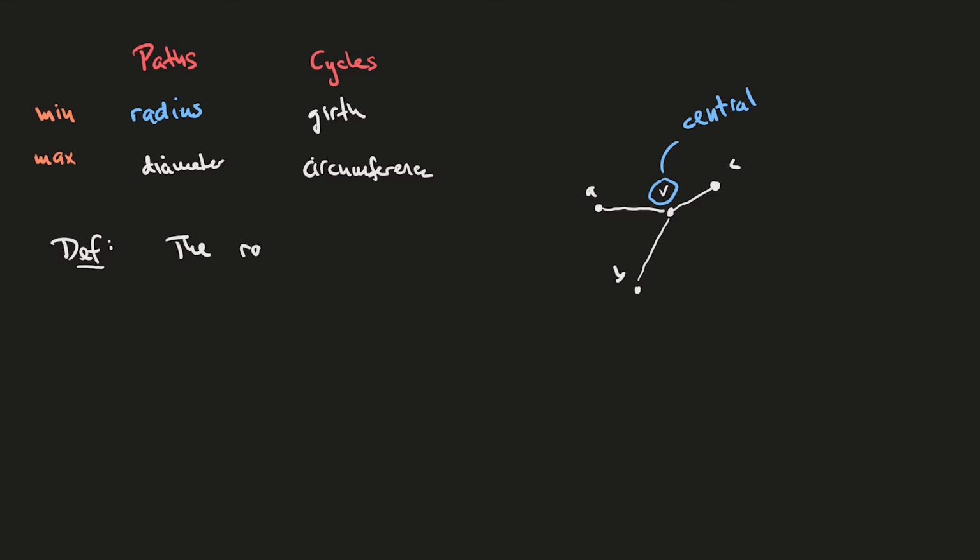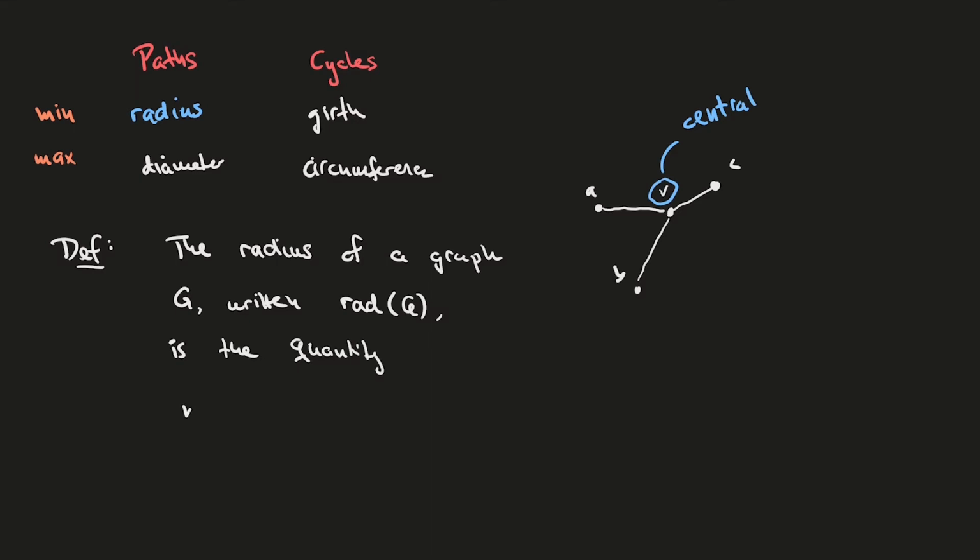The radius of a graph G, which we write rad G, is the quantity: we take the minimum over all vertices x in G of the maximum over all vertices y in G of the distance between x and y.